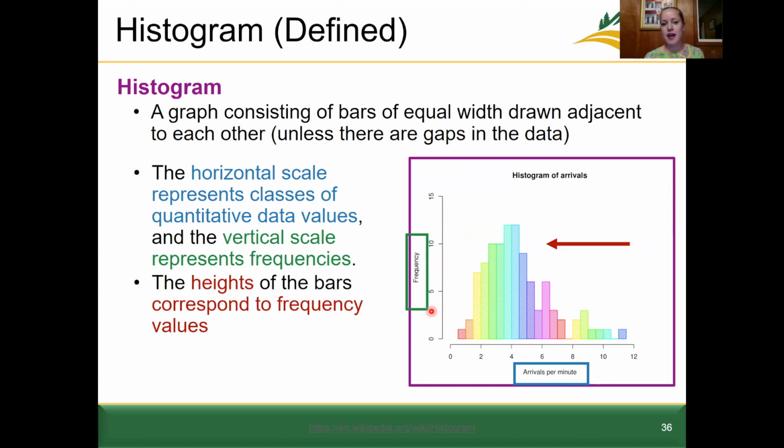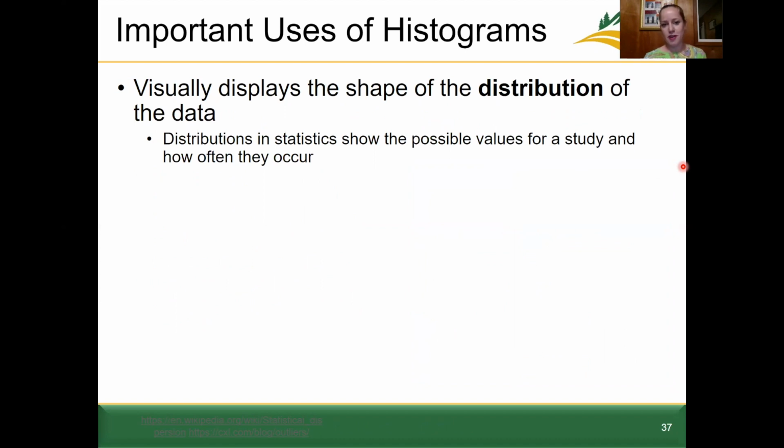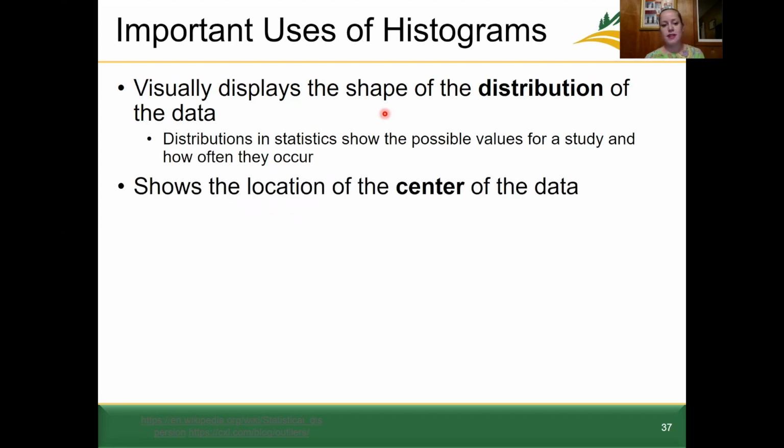And then just as we would tally all of those data points and put them into categories, these heights here correspond to the frequency values. Okay, so now some important uses of histograms, and there are a lot of them. A histogram visually displays the shape of the distribution of the data. We can think of distributions in statistics as showing the possible values for a study and how often they occur. Next, histograms are useful because they show the location of the center of the data.